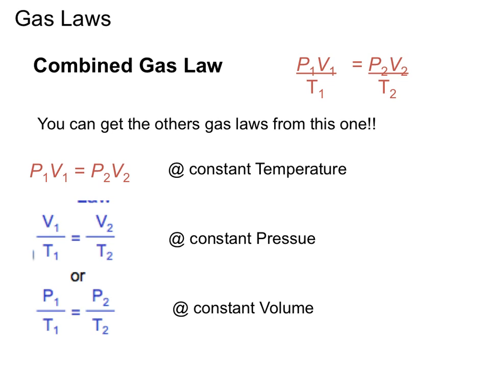But the neat thing about the combined gas law is that you can get the other gas laws from this original combined gas law equation. If you are at constant temperature, meaning that your temperature doesn't change, all you do is cross out your T1 and your T2, and you end up with P1V1 equals P2V2. If you're at constant pressure, you just cancel out your P1 and P2, and that gives you V1 over T1 equals V2 over T2. And then, of course, at constant volume, you can just cancel out the volumes, and you end up with P1 over T1 equals P2 over T2.